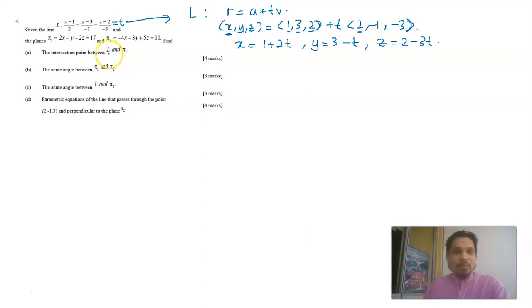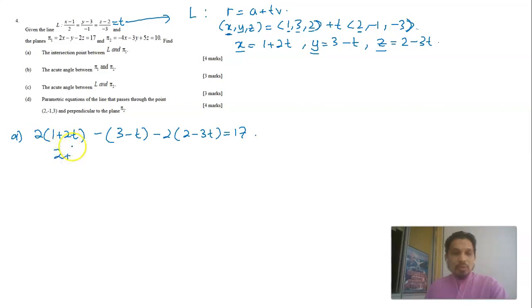L and pi 1. So we are going to substitute the values of x, y, and z into the equation of plane pi 1. So it is now 2 times (1 plus 2t), minus y, where y is 3 minus t, minus 2z, where z is 2 minus 3t, equal to 17. So 2 times 1 equals 2, 2 times 2t equals 4t, minus 3 plus t, minus 4 plus 6t, equal to 17, so that you get t equal to 2.